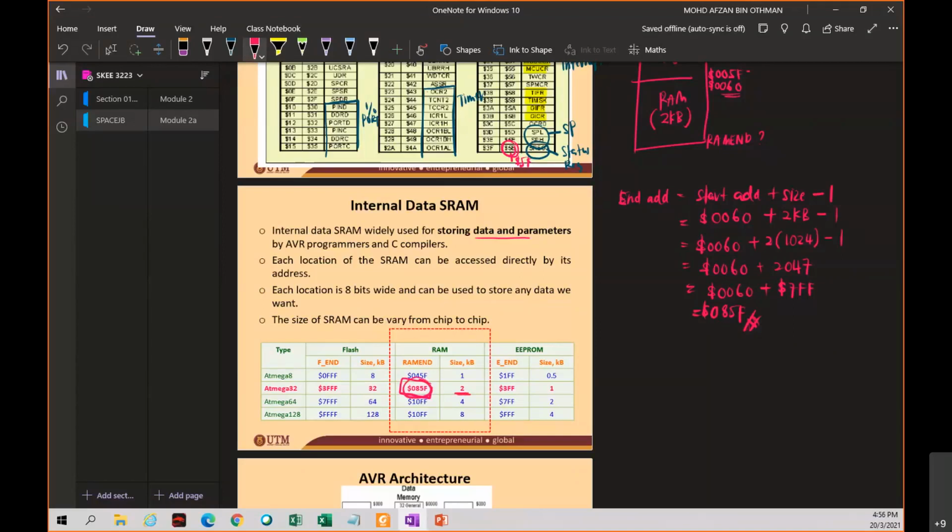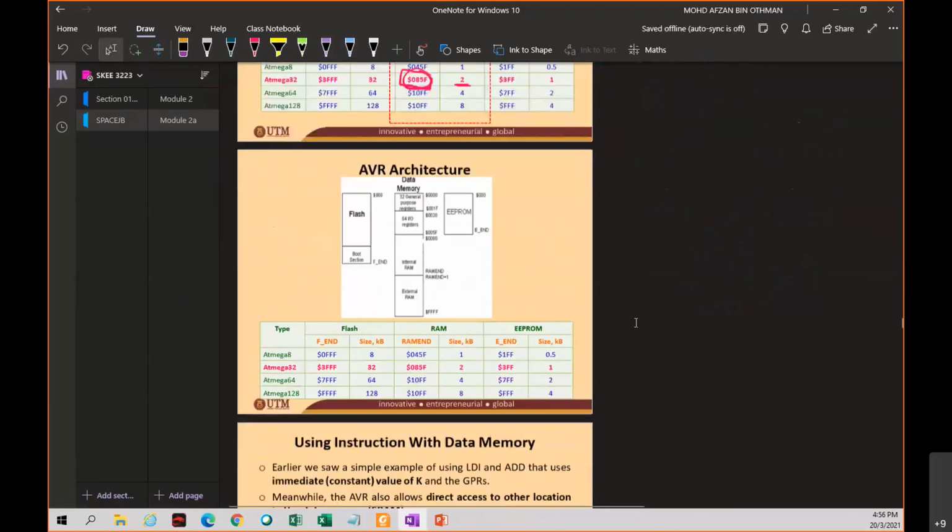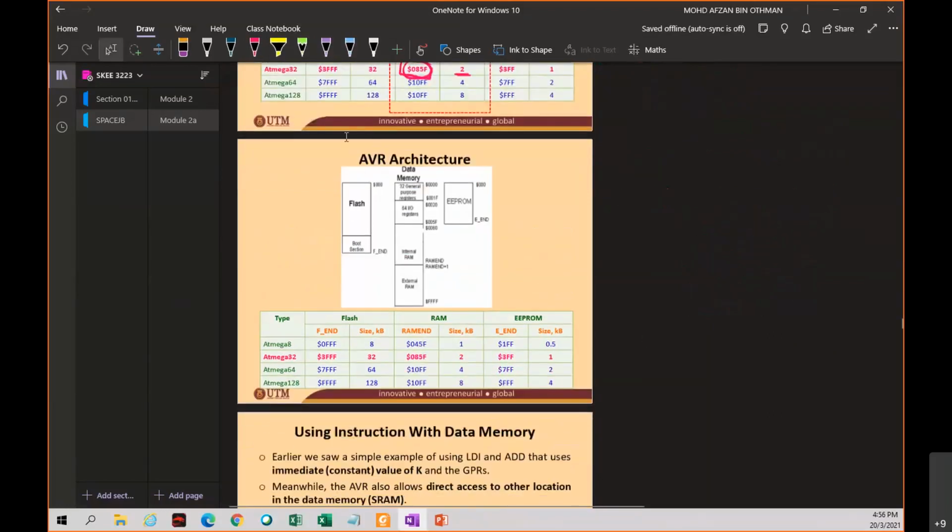Okay, any question up until here sampai RAM? So ingat, every time you hear the word RAM end, so the address is 085F. Okay, so we need to remember this value here. Okay, to summarize, so this is the ni lah kita punya AVR architecture.